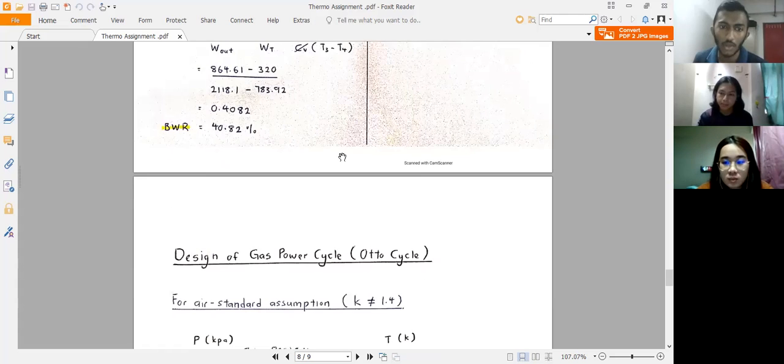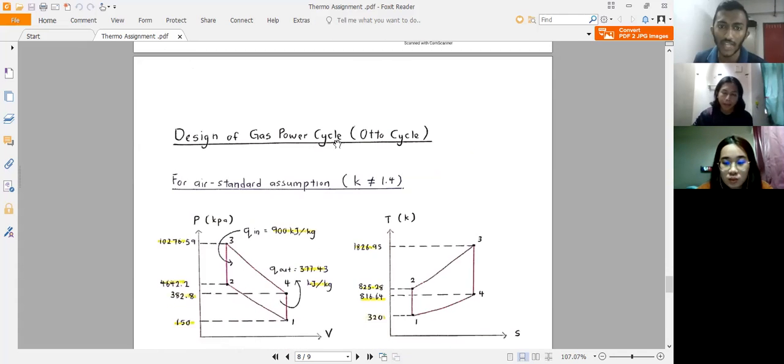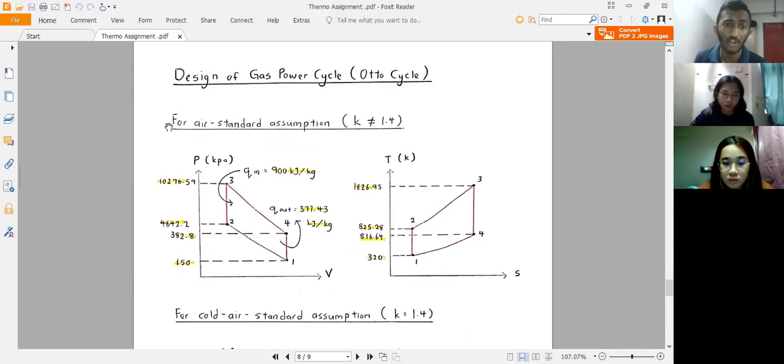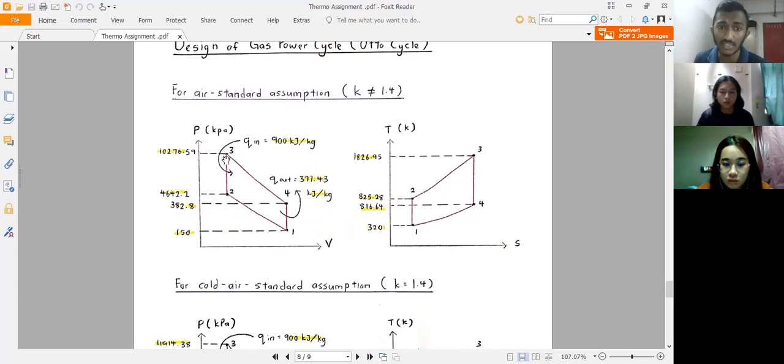So next, I'm going to show the design of the gas power cycle, the Otto cycle. So first of all, for air standard assumption, as what Wan Ying calculated, this is the value that we recorded from the calculation. So this is how the graph will look for each calculation, meaning the T1, P1 value, this one P4, P2, and P3.